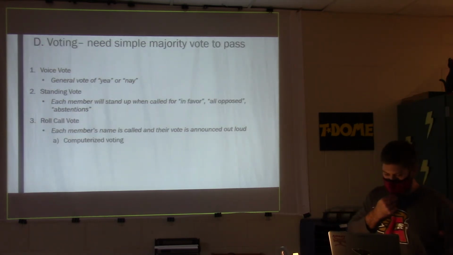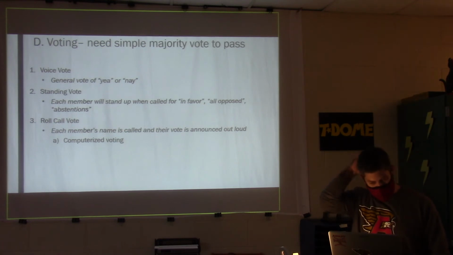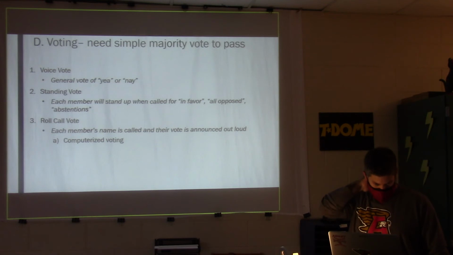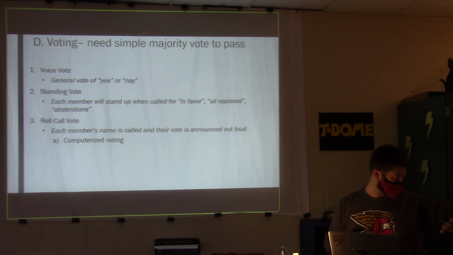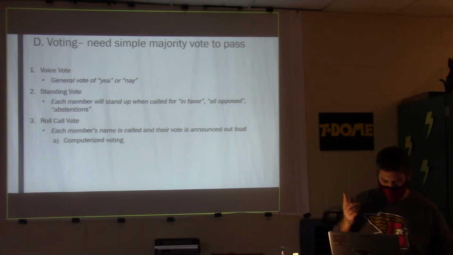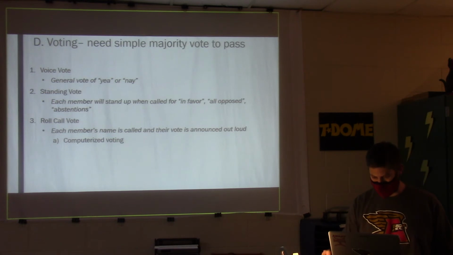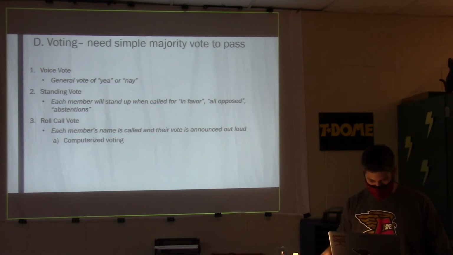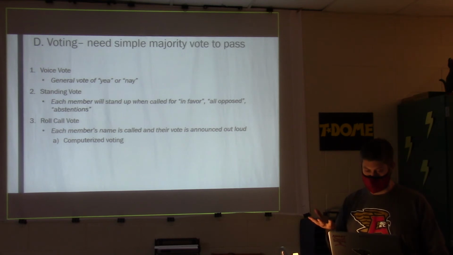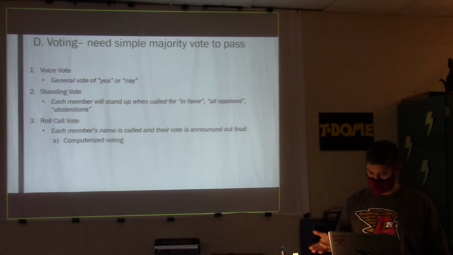Now, we go to voting. So to pass a bill in each house, a majority vote is needed. Okay, we have 3 options of how to vote. Voice vote, where you would just stand up and say yay, or you would say nay. Yes being yay and no being nay. Then you would do a standing vote possibly, so each member will stand up when called. All in favor, you would stand up. All opposed, you would stand up.